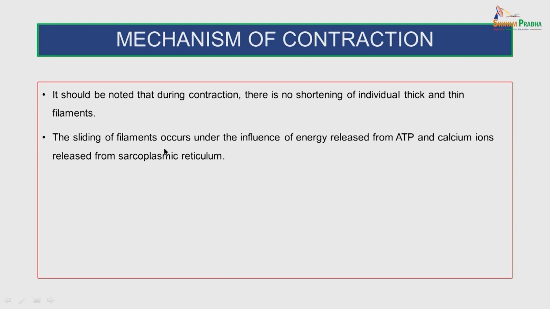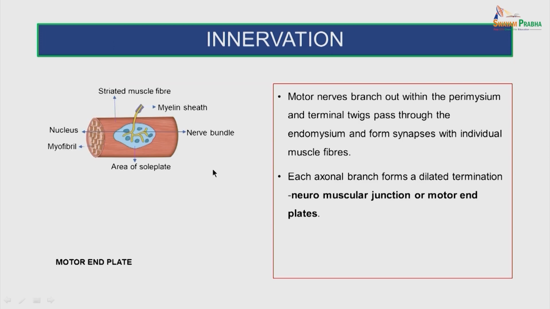The sliding of filaments occurs under the influence of energy released from ATP and calcium ions released from the sarcoplasmic reticulum. Coming to the innervation of the muscle, the motor nerves branch out within the perimysium, and the terminal twigs pass through the endomysium and form synapses with the individual muscle fibers. Each axonal branch forms a dilated termination, the neuromuscular junction or the motor end plate.